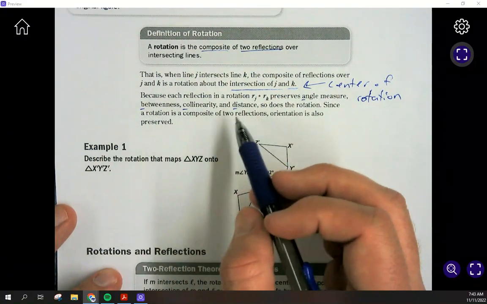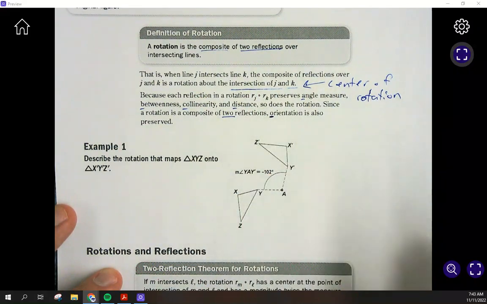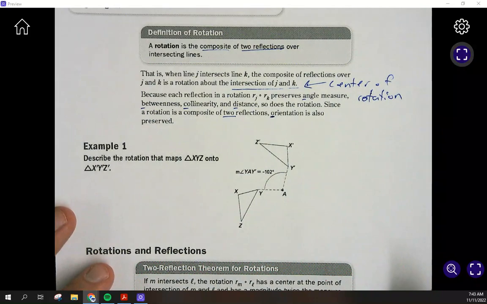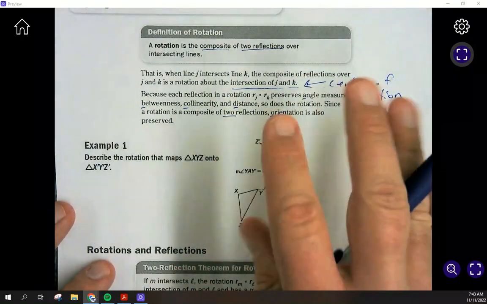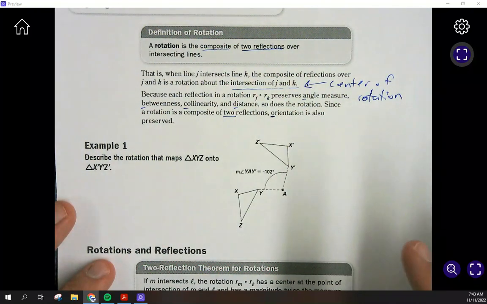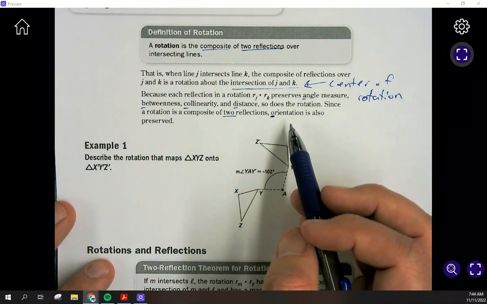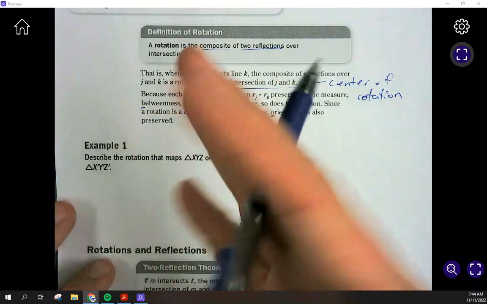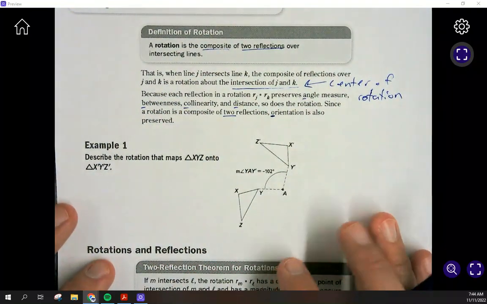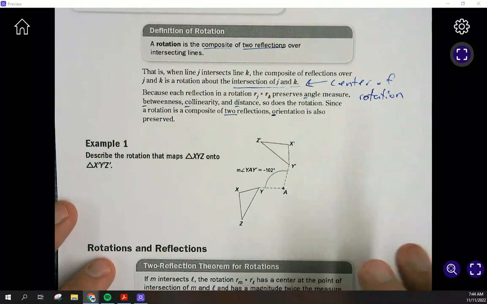And since we are actually doing two reflections, orientation is also preserved, which was true in 4.4 in a translation. Again, the reason is because I'm flipping something when I reflect it. If I just do it once, orientation is not preserved. I've flipped it over. But when I do two reflections, it ends up flipping back over, and now the orientation is back where you started. So that's why orientation will be preserved in these.